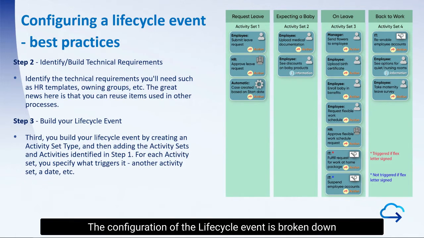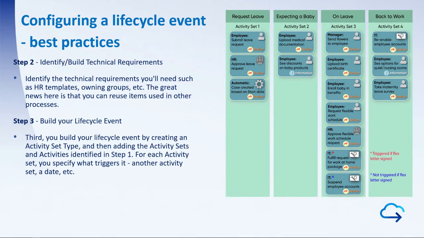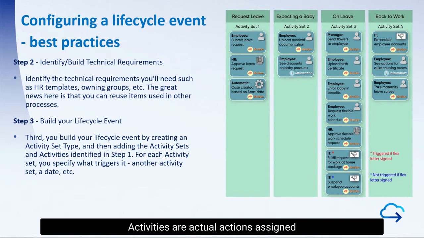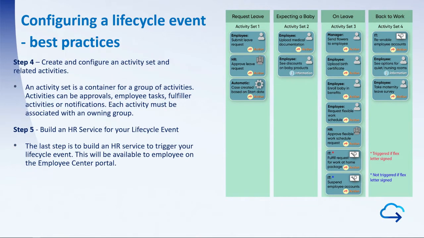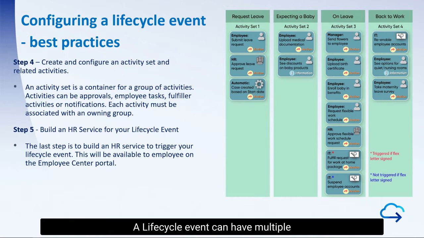The configuration of the lifecycle event is broken down into two major parts: activities and activity sets. Activities are actual actions assigned to a person or group. These activities are contained in activity sets. A lifecycle event can have multiple activity sets, each configured in sequence and built with specific triggers.